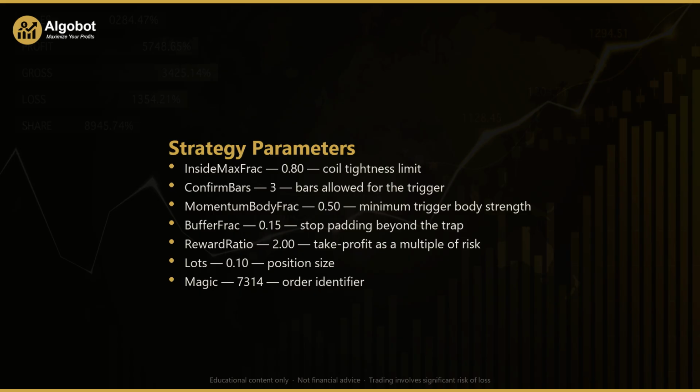Lots controls your position size, set to 0.10 by default. Always size this to your own account and risk tolerance. Finally, Magic is the order identifier, set to 7314, which lets the expert advisor recognize and manage only its own trades. As always, test any changes thoroughly before applying them to a live account.